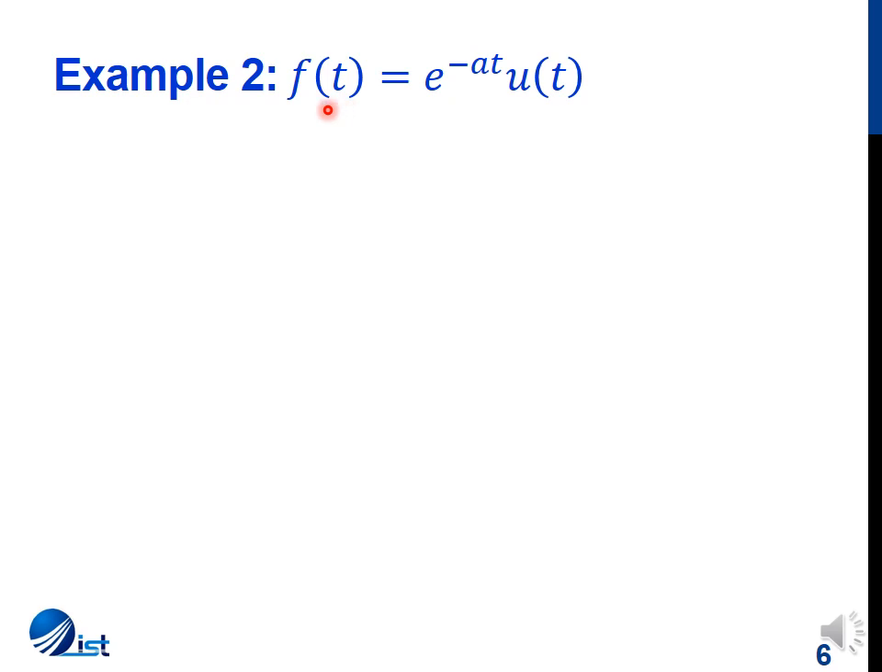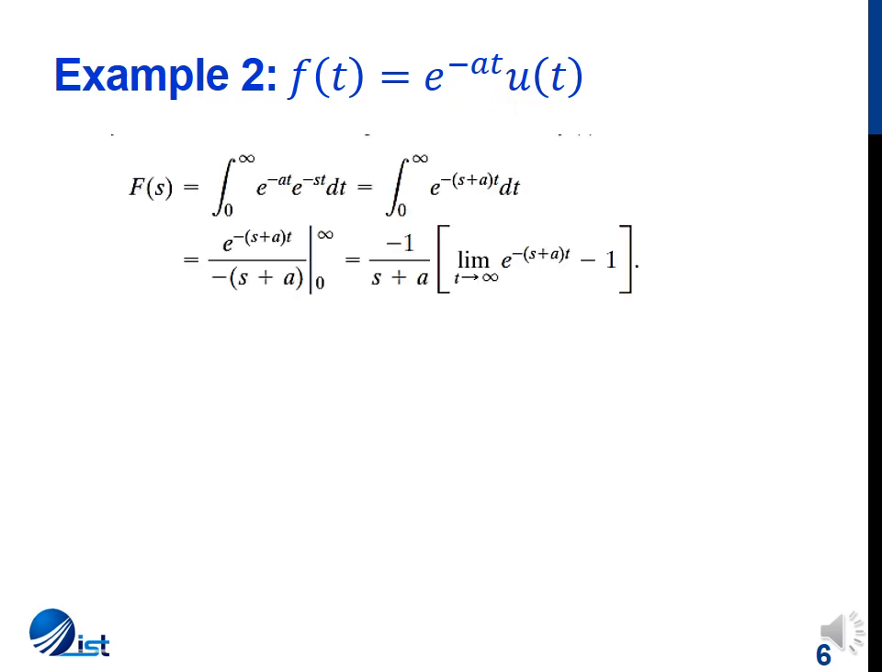As an example, let's see the signal e raised to the power minus at u of t. This signal is going to be a right-handed signal because the complex exponential is being multiplied by the unit step function, and because of the presence of the unit step function, the complex exponential will start from 0 and continue towards infinity. Substituting the value in the conventional Laplace transform formula, we get minus 1 by s plus a, limit t approaches infinity, e to the minus s plus a t, minus 1.